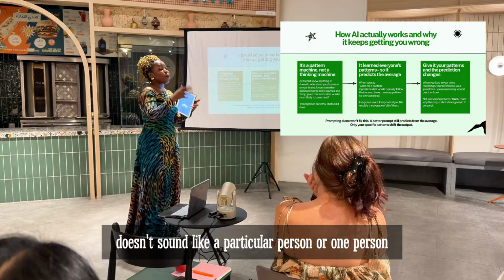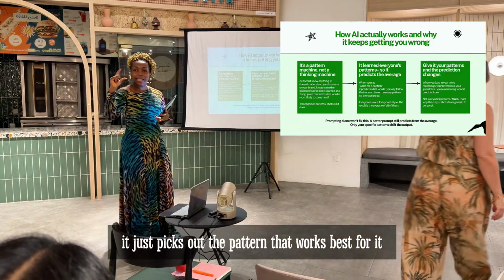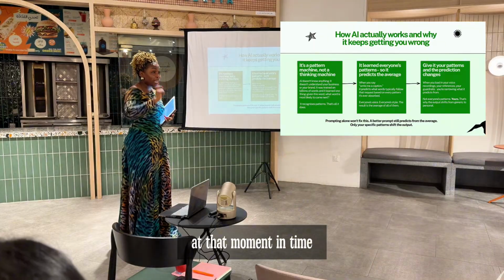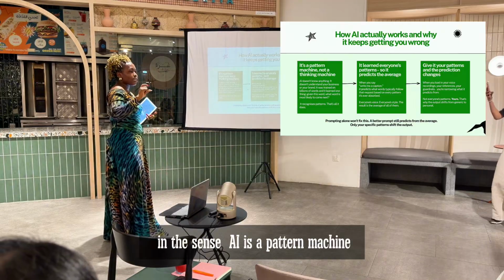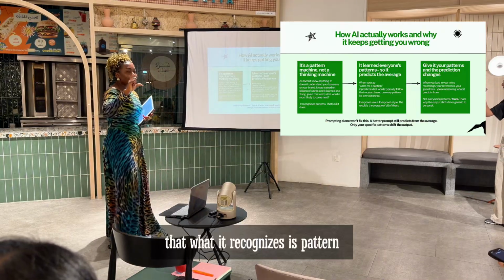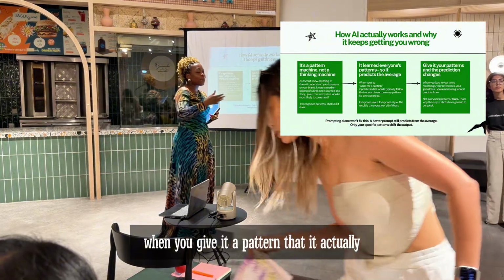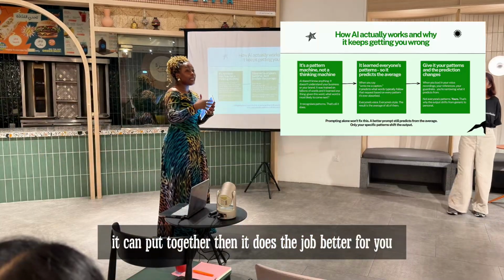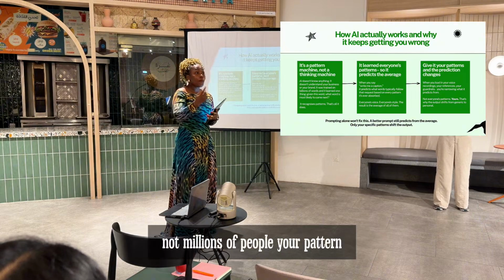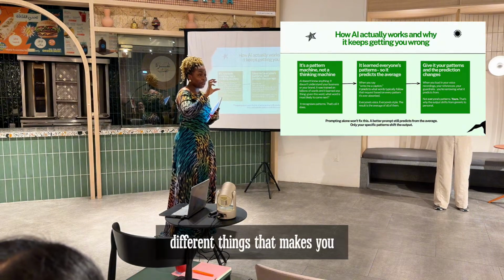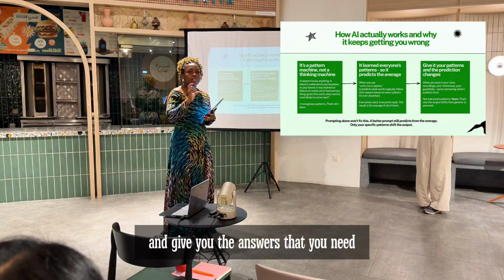AI doesn't sound like a particular person or one person. It sounds like all of us. It just picks out the pattern that works best for it at that moment in time where you're asking it that question. So if you think about it in the sense that AI is a pattern machine, that what it recognizes is pattern, how do you approach it? When you give it a pattern that it can put together, then it does the job better for you. If you give it different patterns that are from you, not millions of people, your pattern, different things that make you, those little patterns, it can recognize the right pattern and give you the answers that you need.